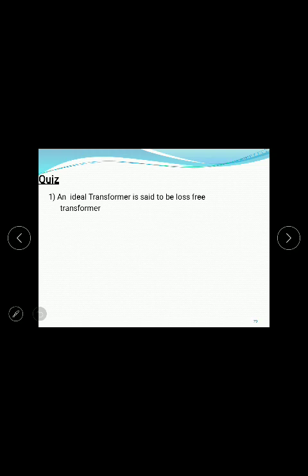Now a quiz. An ideal transformer is said to be a loss free transformer. Yes, true, it is free from the iron losses and copper losses.